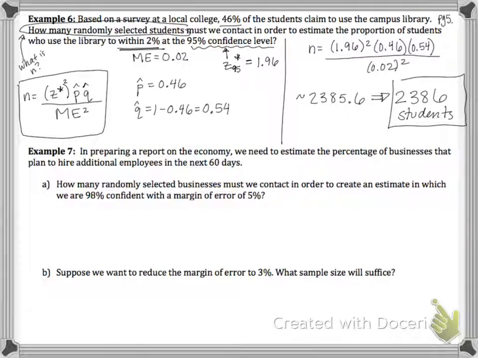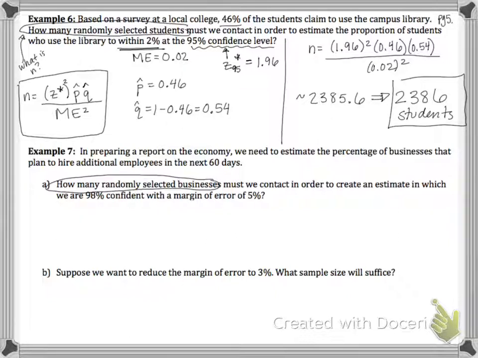That's our final answer. Let's try it again with a different scenario where we just don't have as much information, so we have to make a few guesses. All right, same equation, different ideas in terms of what's given. It says, in preparing a report on the economy, we need to estimate the percent of businesses that plan to hire additional employees in the next 60 days. So this is the same language.